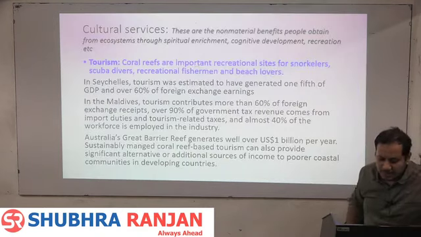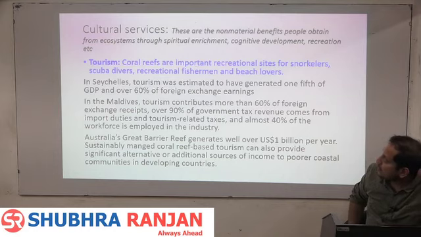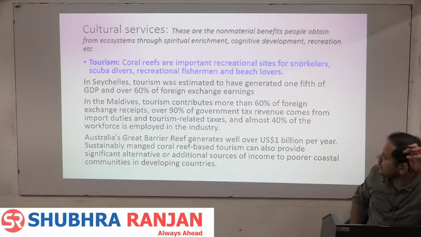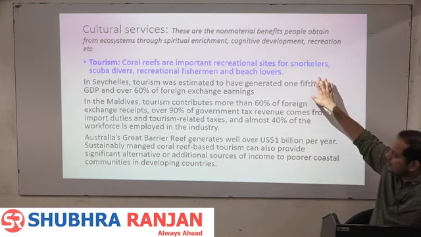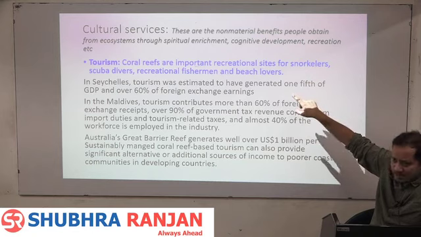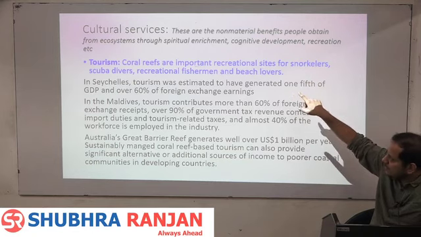And lastly, cultural services. These are non-material benefits people obtain from the ecosystem such as spiritual enhancement, cognitive development. If you go to a garden every evening and spend time, maybe stress is reduced, cognitive development, recreation, etc. So coral reefs are important recreational sites for snorkelers, scuba divers, recreational fishermen and beach lovers.